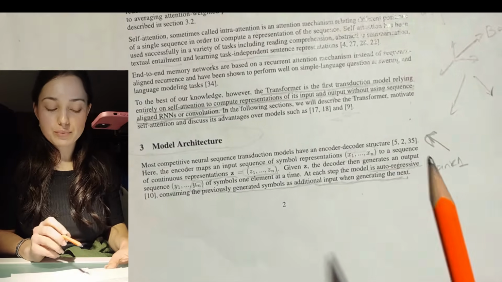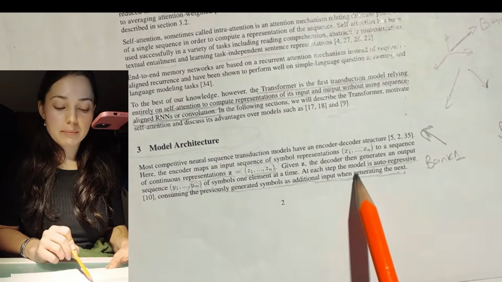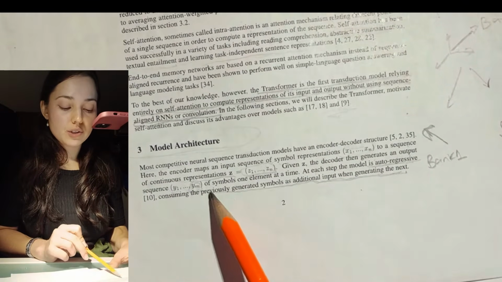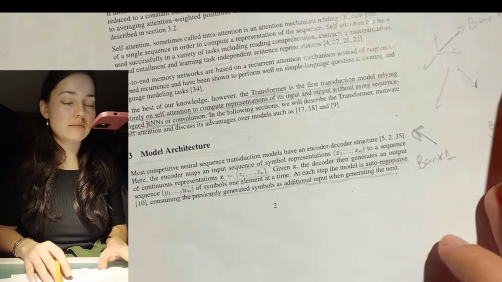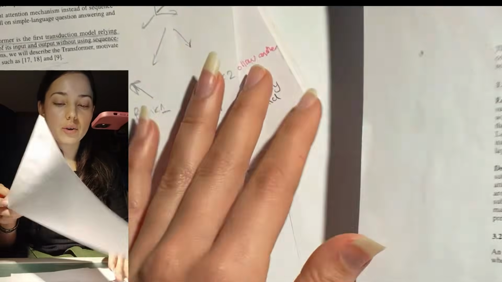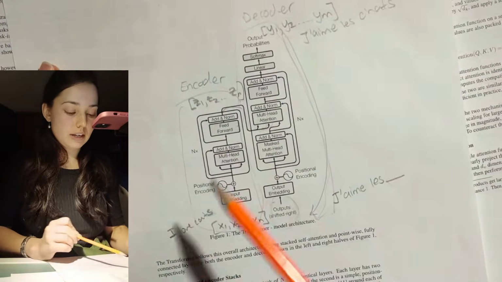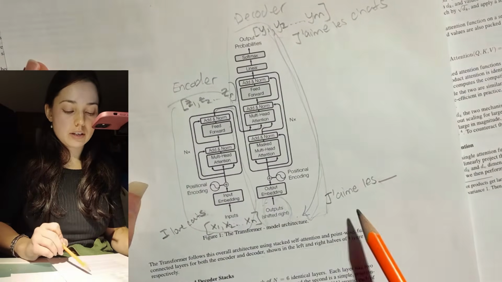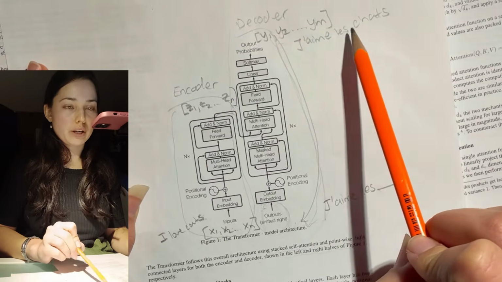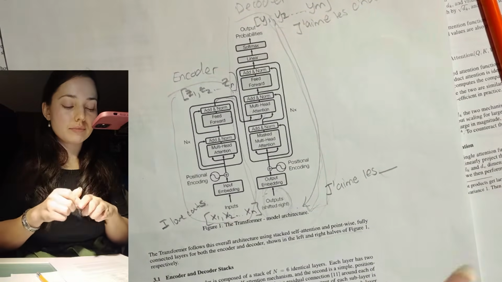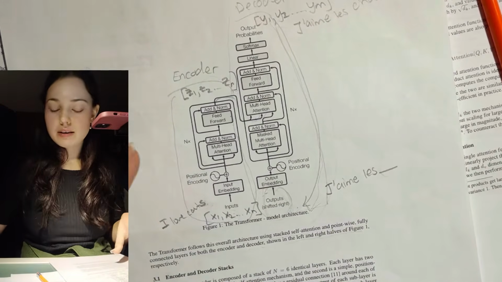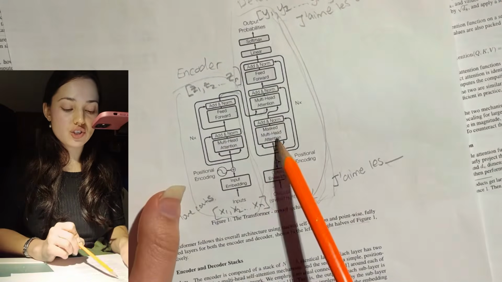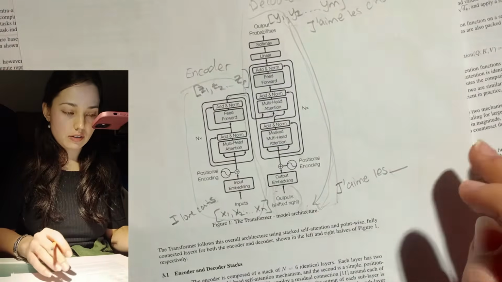This line at the end is pretty important. It says, at each step, the model is autoregressive, consuming the previously generated symbols as additional input when generating the next. Now, I don't actually know if it does that. So here it's I love cats, and then it would produce one word at a time. Because actually the masked multi-head attention should cover that. So I don't really know about that one.